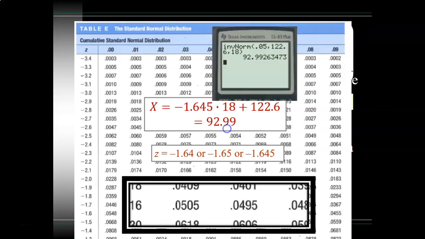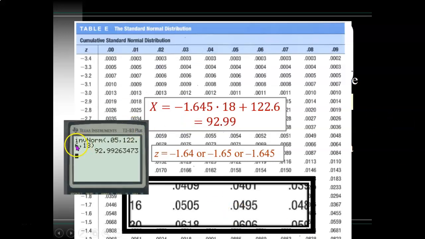If we did it on the calculator, we'd ask it for inv norm. We'd give it 0.05 for the area, because that's the area over to the left below our cutoff point. We'd give it 122.6 for the mean and 18 for the standard deviation, and it would give us 92.99, or about 93.